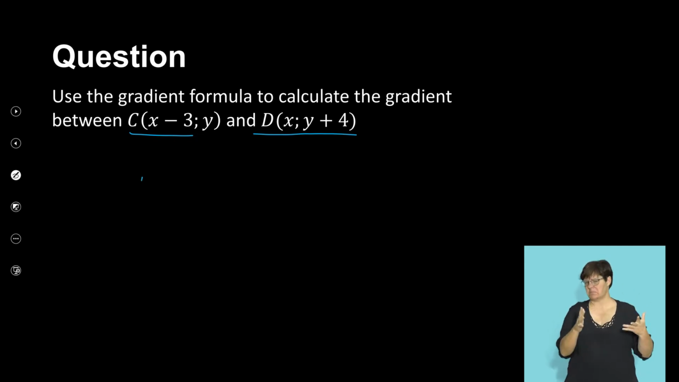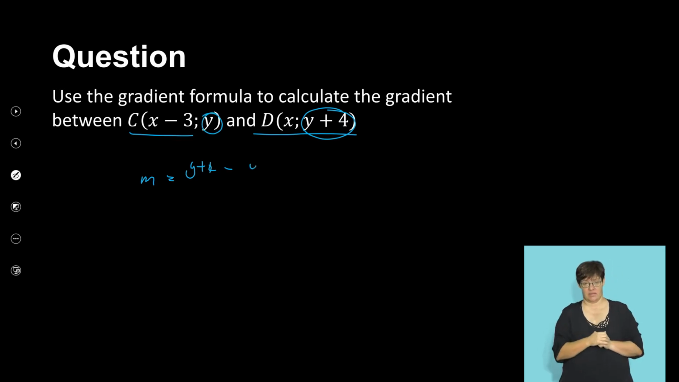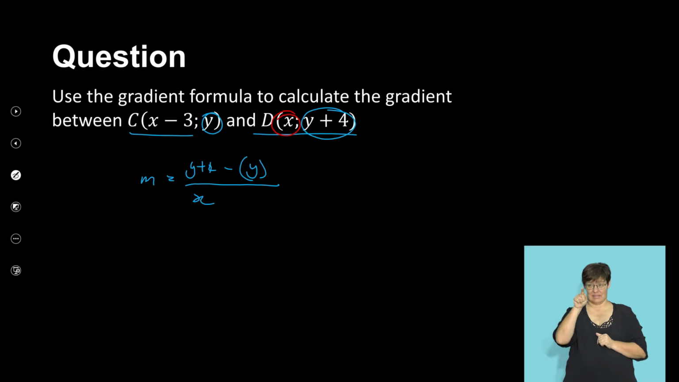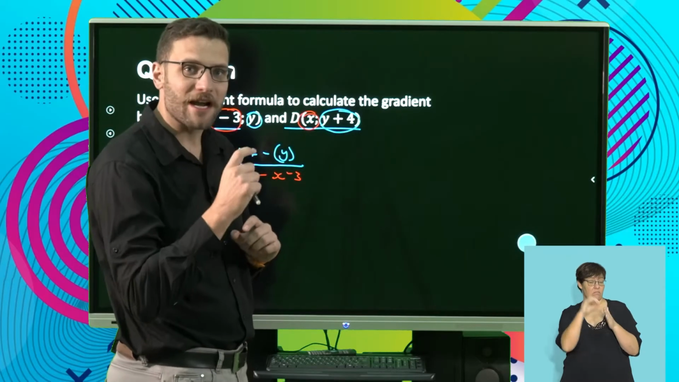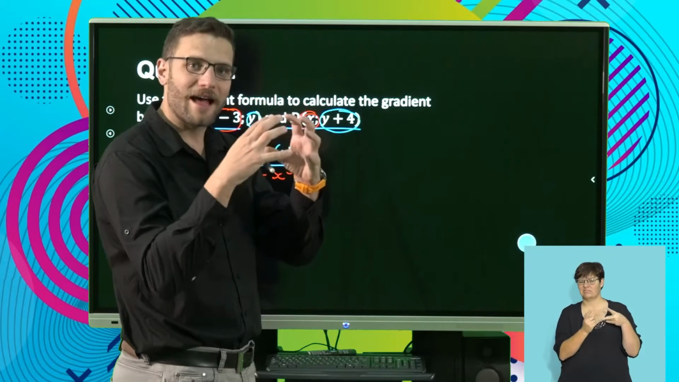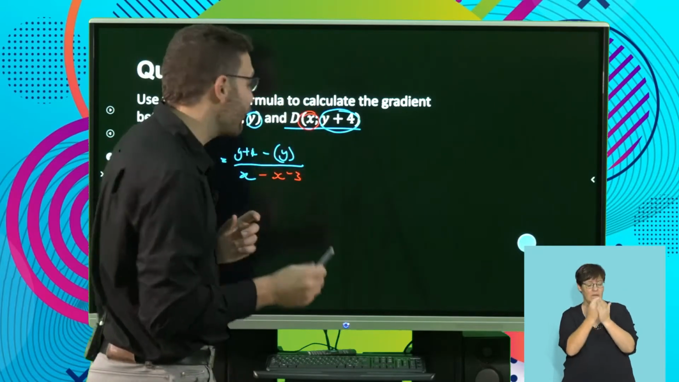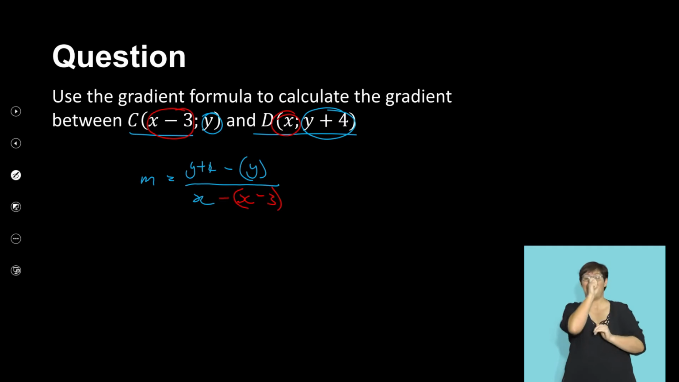So the formula was m for the gradient is going to be equal to the y value of the second one, which is y plus 4, and I'm going to subtract the y value of the first one, which is y. I'm going to divide that by the x value, and let me do this in red so that we can see what's happening here. I'm going to take the x value of the second point, and I'm going to subtract the x value of the first point. But again, what's crucial here is that when I subtract something multi-termed, I always have to do that in brackets, because I'm not only subtracting the x, I'm also subtracting the -3, and so I have to put that in brackets.